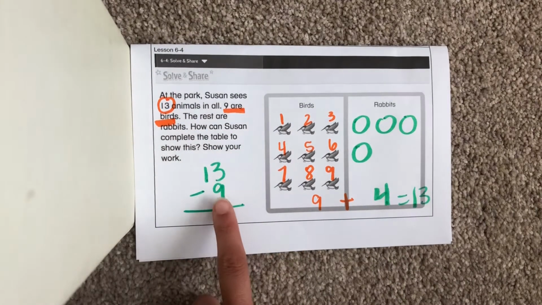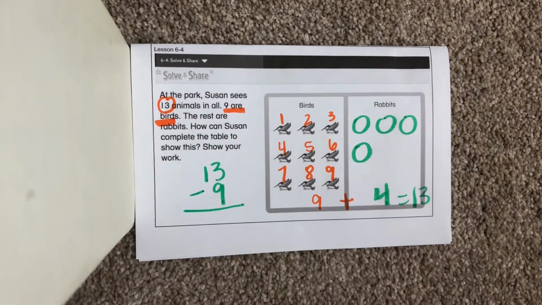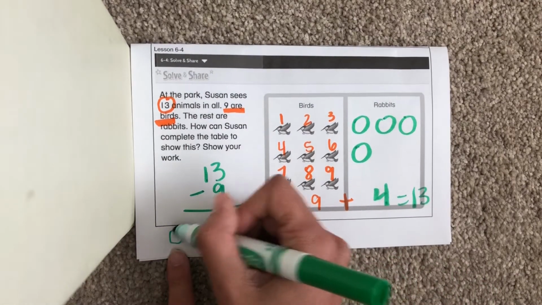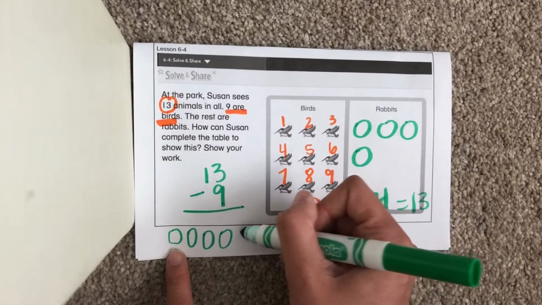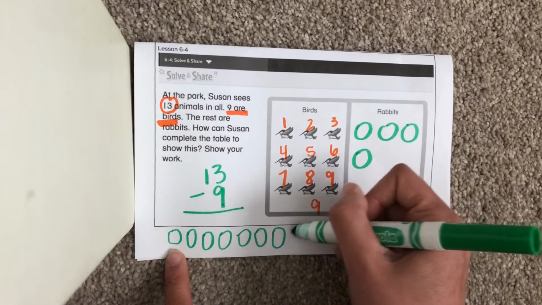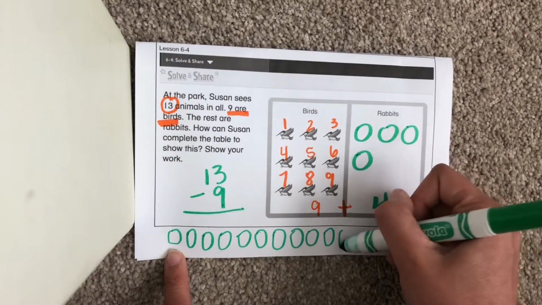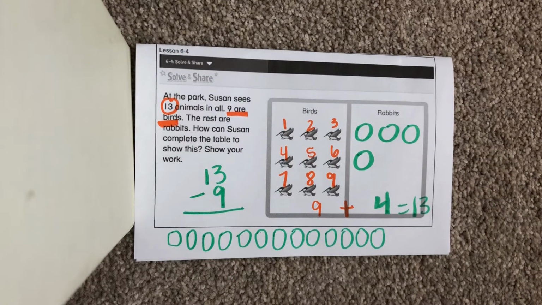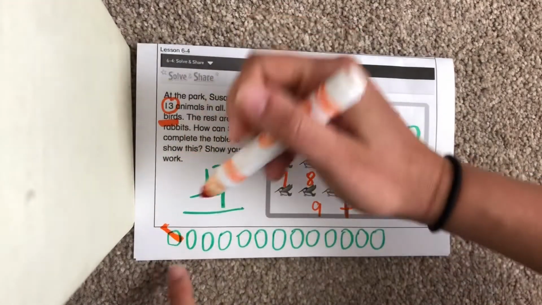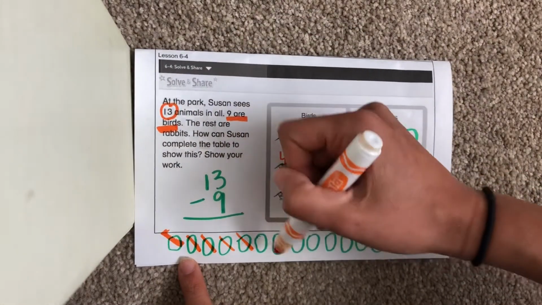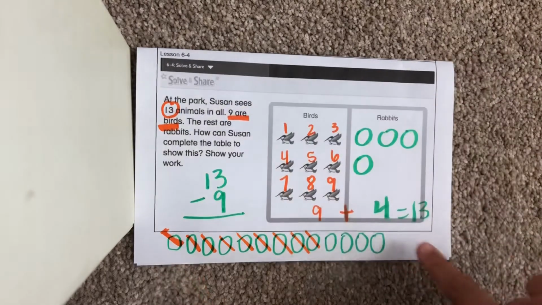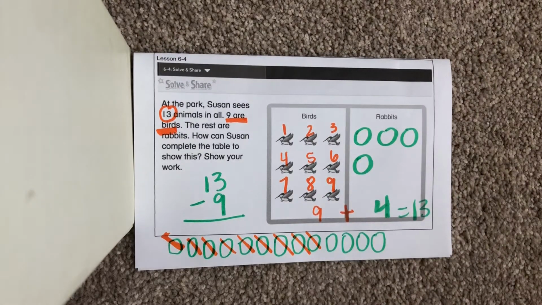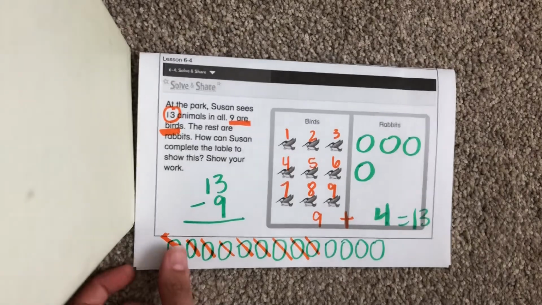because I'm trying to figure out how many I have left. If I know 9 of them are birds, I need to compare and see how many are rabbits. So I could have drawn 13 circles, 1, 2, 3, 4, 5, 6, 7, 8, 9, 10, 11, 12, 13, and take away, cross out 9 of them. 1, 2, 3, 4, 5, 6, 7, 8, 9. Whatever I have left over is going to be my answer, and that's 4. That's 2 different ways you can solve this problem. All right, I'm going to do one more.